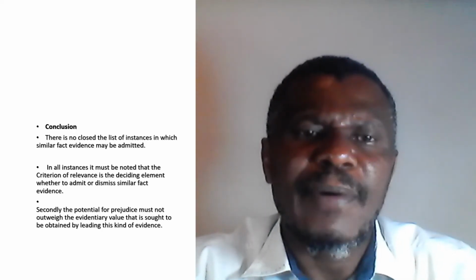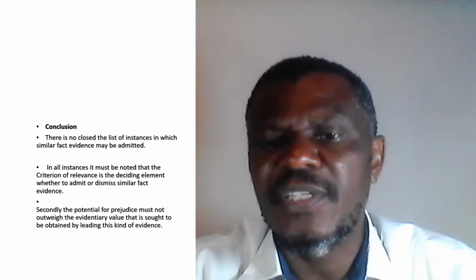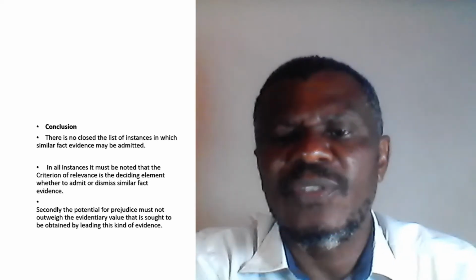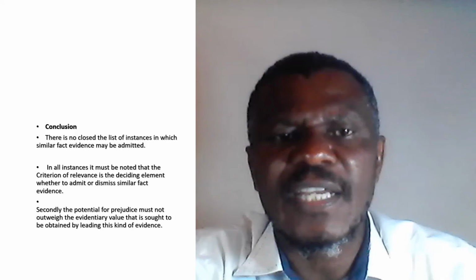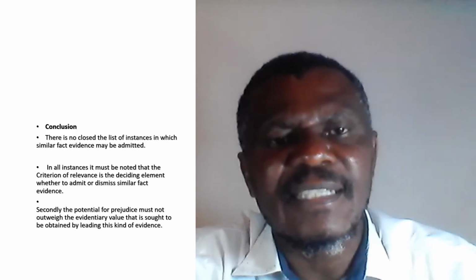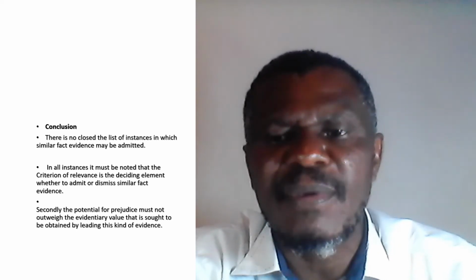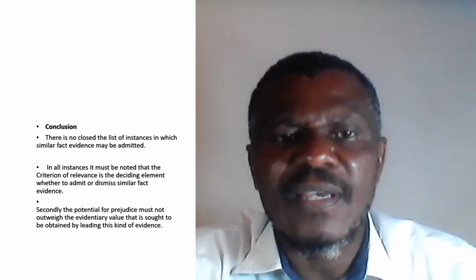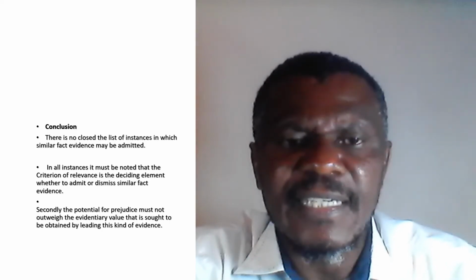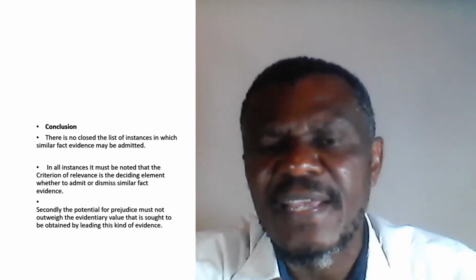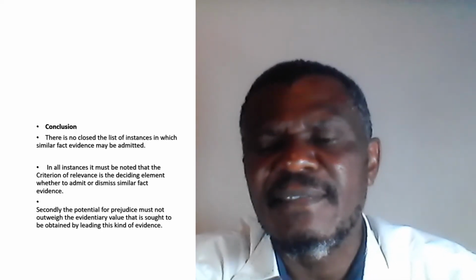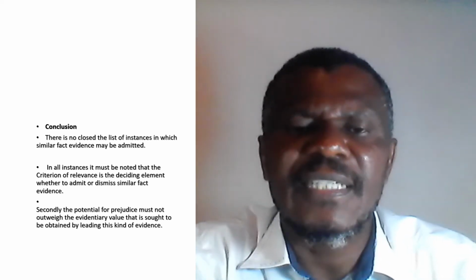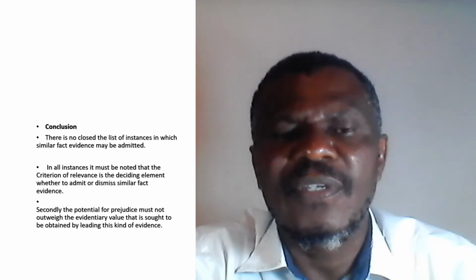Well, talking about the similar fact evidence, you will find that the principles that we have discussed in the foregoing have been very instrumental, and those are the very kind of principles that one has to take note of. And it is important to consider and understand that there is no closed list of instances in which similar fact evidence may be admitted. And we are saying in all instances it must be noted that the criterion of relevance is the deciding element whether to admit or dismiss similar fact. Secondly, the potential for prejudice must not outweigh the evidentiary value that is sought to be obtained by leading this kind of evidence.